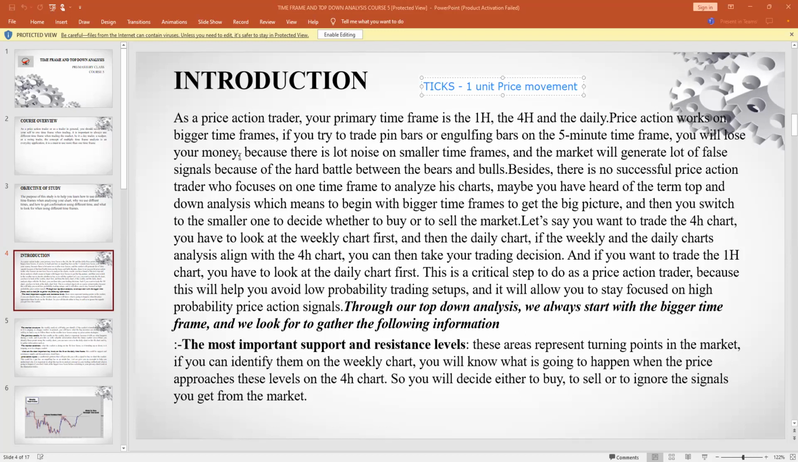Because there's a lot of noise on smaller time frames, the market will generate lots of false signals because of the tough battle between the bears and the bulls. Besides, there is no successful price action trader who focuses on just one time frame when analyzing their charts. In case you've heard of the term top-down analysis, it simply means starting from the bigger time frames to get the bigger picture, like I explained in last week's class.